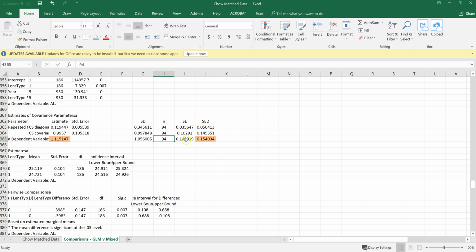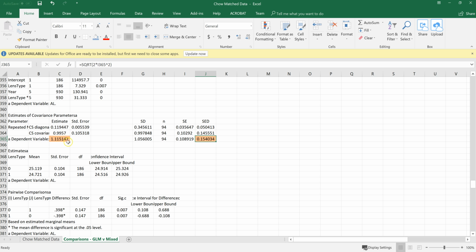We have the n of 94. We get the standard error by taking the standard deviation and dividing by the square root of 94. That gives us the standard error. But then the standard error of the difference for between subjects is the sum of the variance. Now we assume they're the same. So for the two groups, we assume the variances are the same.